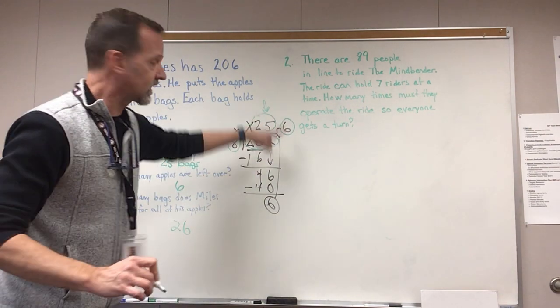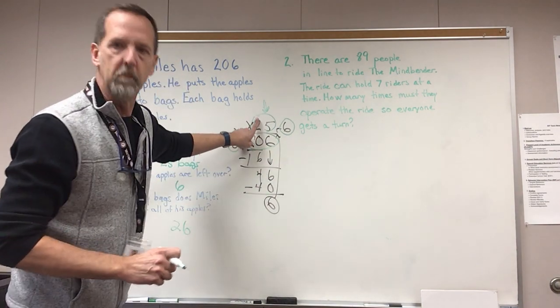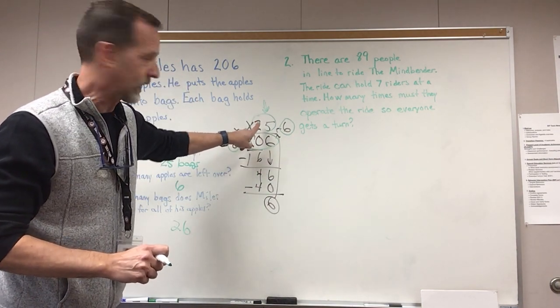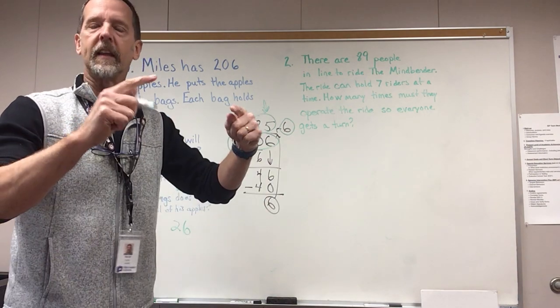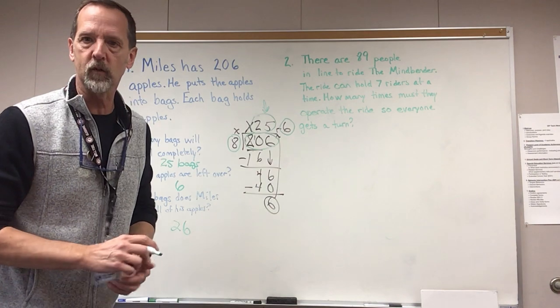There's no 26 up here in our problem. We have to understand that we needed one more bag from what we had. We had 25 full ones. We needed another one to make it 26. That's where these 6 apples are going to go.